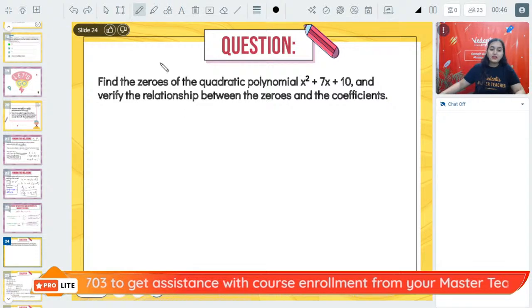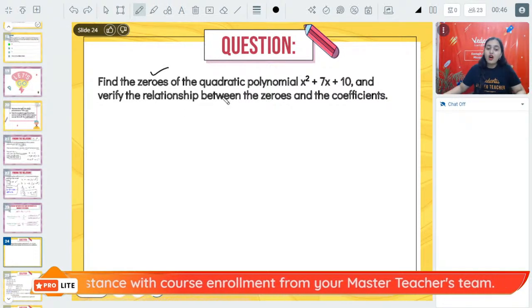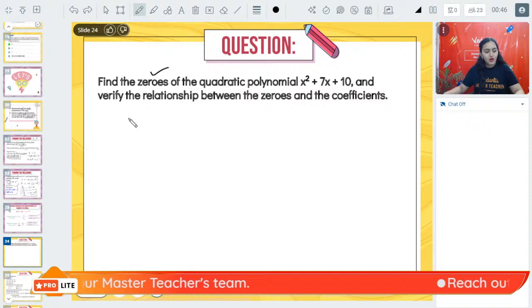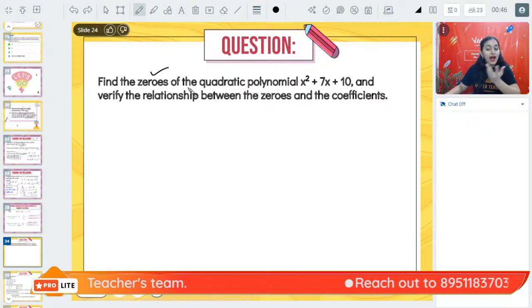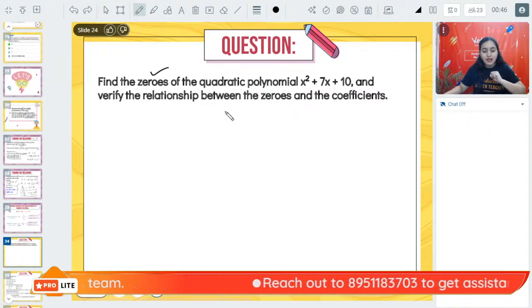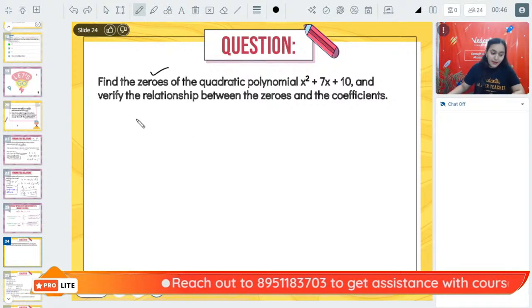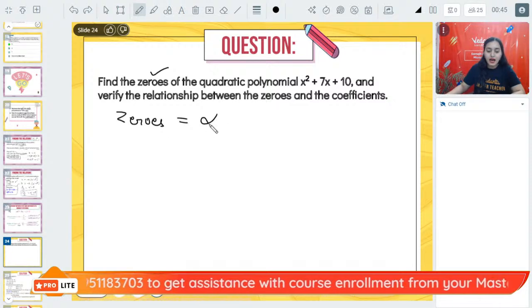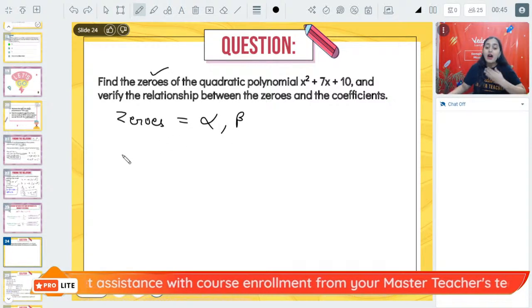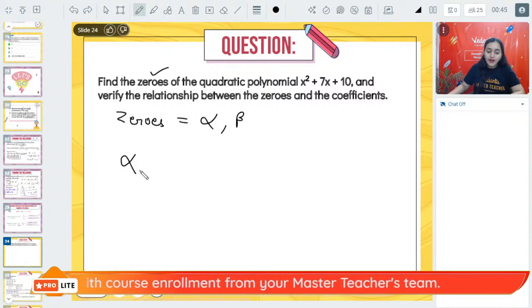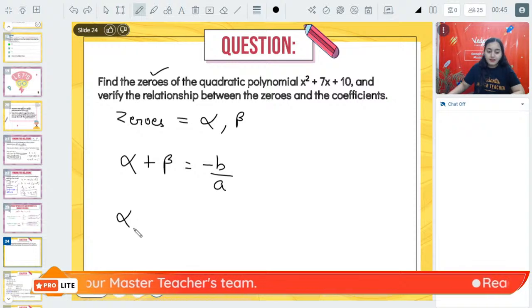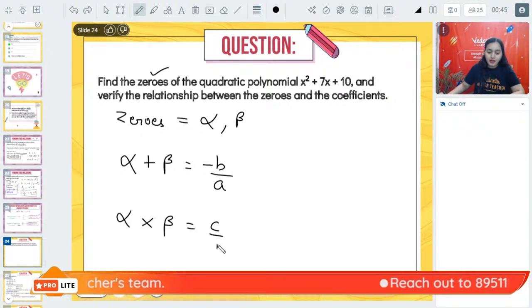Yeah. So question number 1. Find the zeros of the quadratic polynomial x square plus 7x plus 10 and verify the relationship between the zeros and the coefficient. Now, the question is asking, what are the zeros of this polynomial? Now, let us suppose that the zeros are alpha and beta. Now I know the formula: alpha plus beta is minus b upon a. Alpha into beta is c upon a.